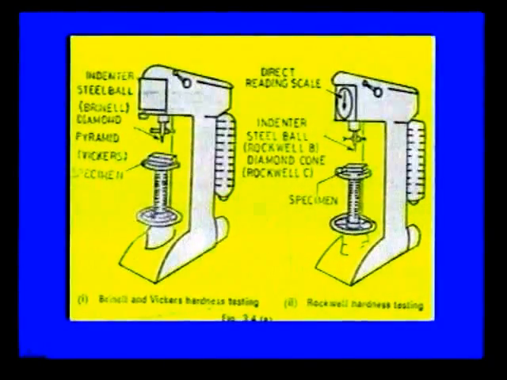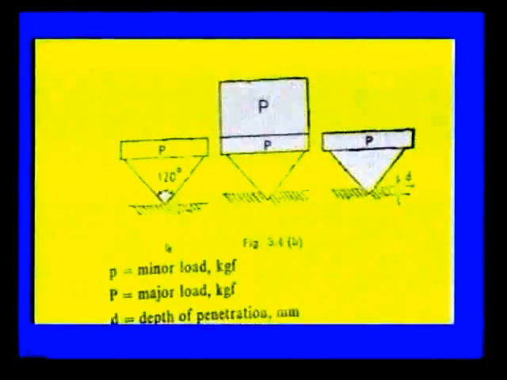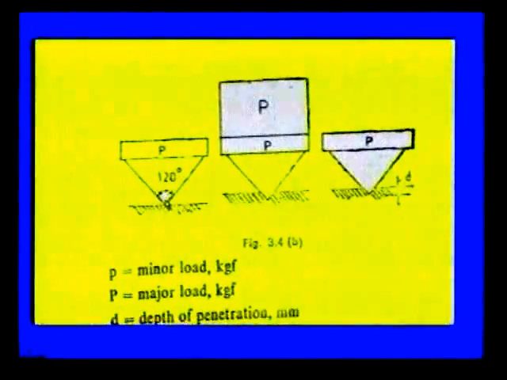In the case of the Brinell hardness method, we calculate the hardness value by using the formula BHN equals P by A, whereas in this case we read the value directly from the scale. Here is the included angle for the case of a diamond indenter, that is 120 degrees, where small p is the minor load in kgs and capital P is the major load in kgs. Initially the minor load is applied, then the major load is applied, and we calculate the depth of penetration, that is small d.